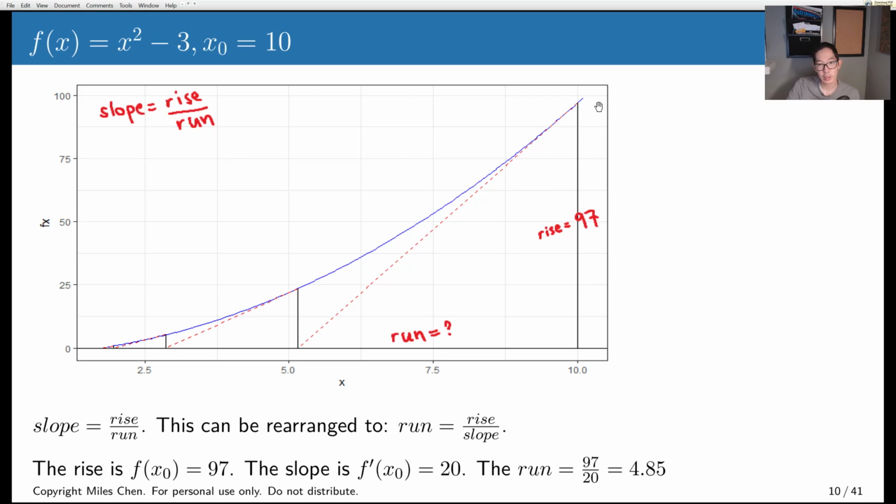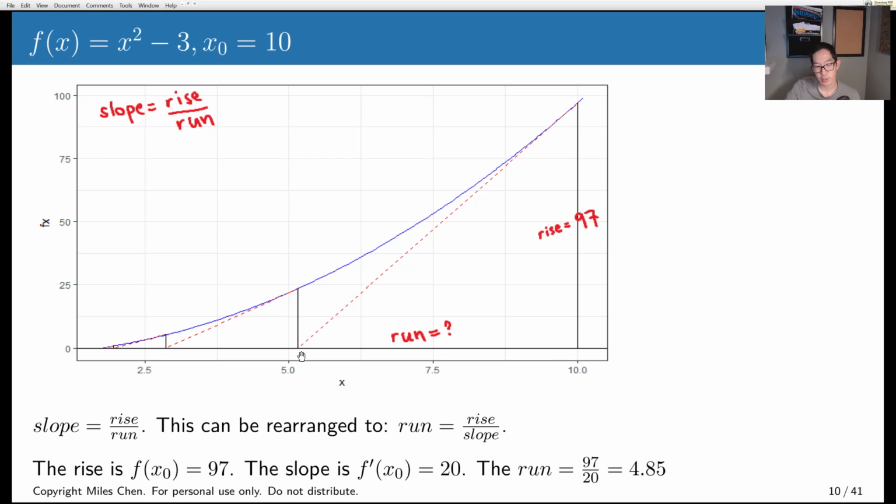I know that the slope, I just take the derivative of this and I get 2x. The slope at x0 is going to be 20. So therefore, this length is going to be 97 divided by 20. That gives me a length of 4.85.